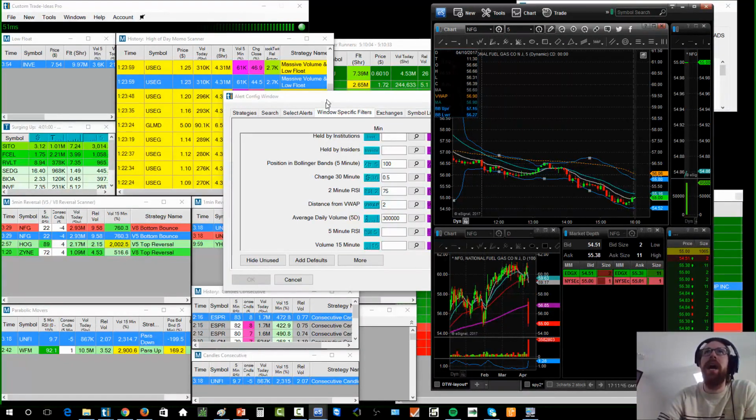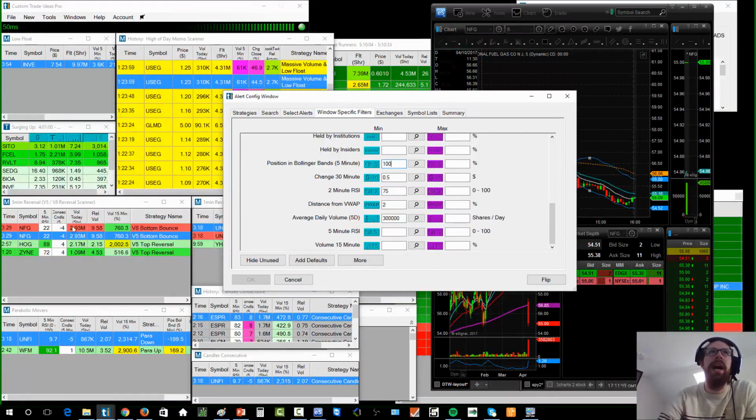V5 was version 5, and V5 does not include Bollinger Band filters. V8 is version 8, and it does include Bollinger Band filters. Change in the last 30 minutes is 50 cents. Now, I like to see a big change because I don't want to take a reversal on a stock that's just dropping 5 or 10 cents. I need to see the rubber band. I need to see it's extended.